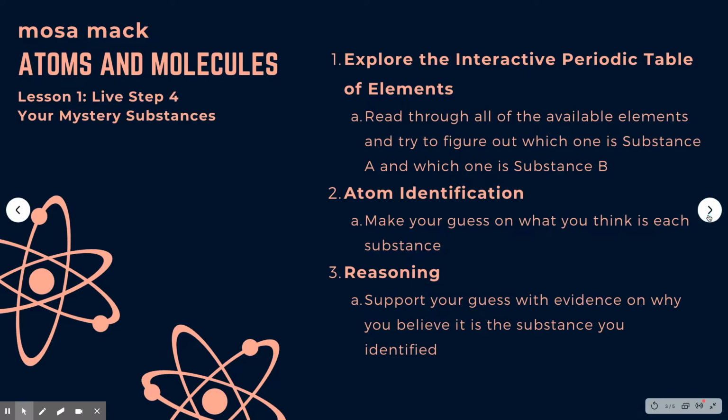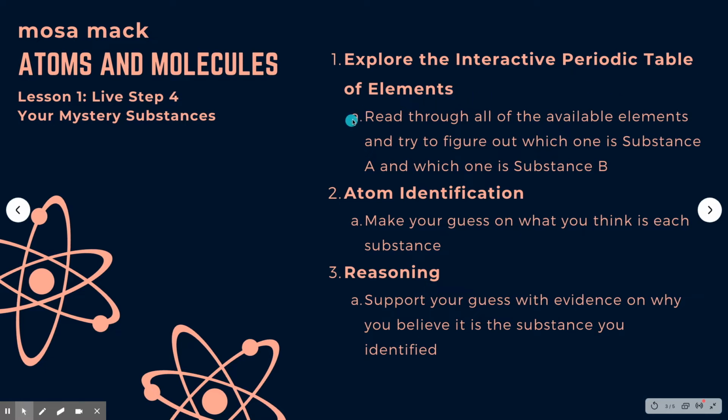Now that you're done making your observations and asking your questions, it's time to take a guess as to what each of the substances are. But before that, you need to have a little bit more information about what the substance could possibly be. So to do that, you're going to use the interactive periodic table of elements. So that's linked in step 4.